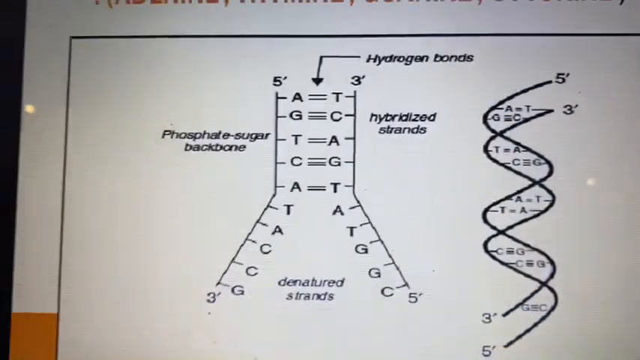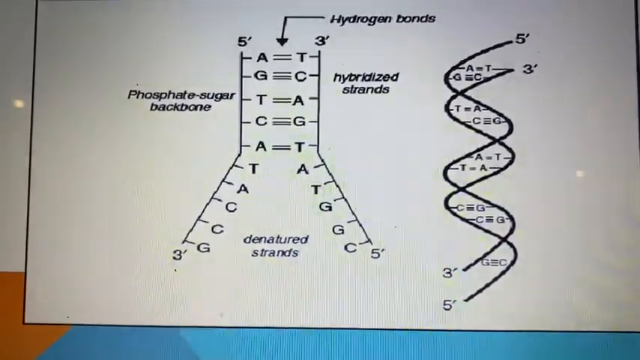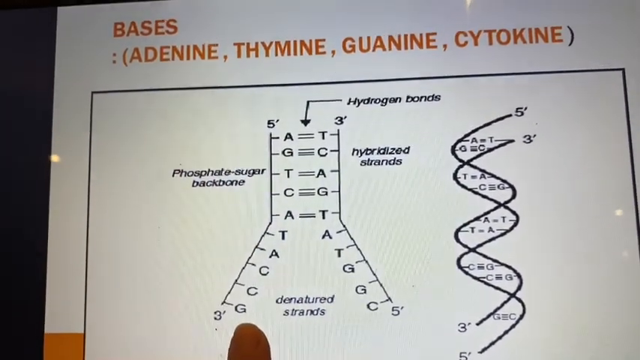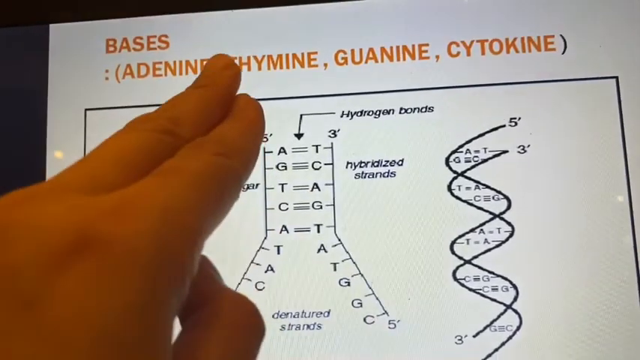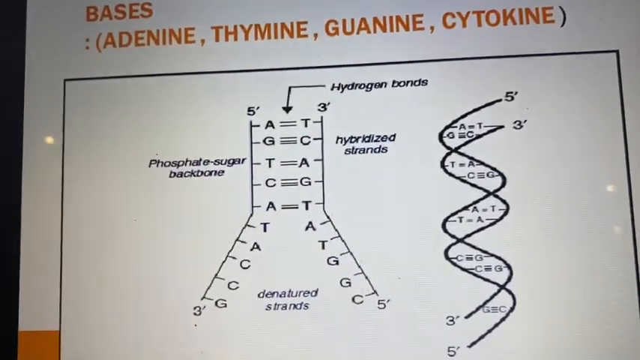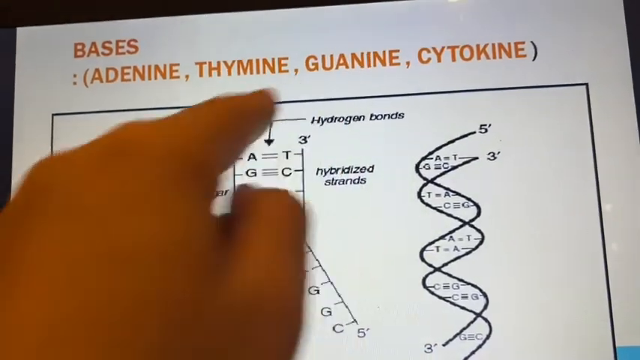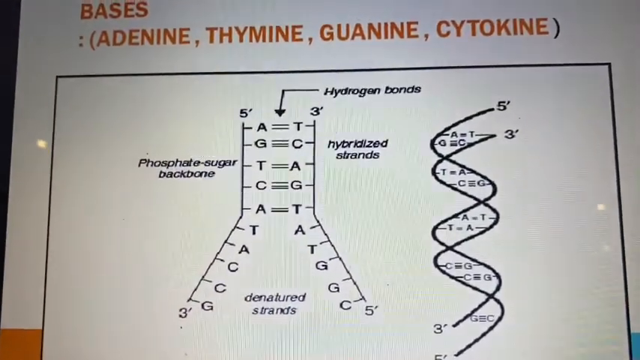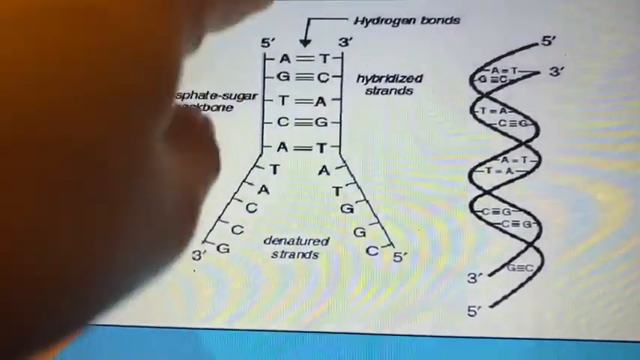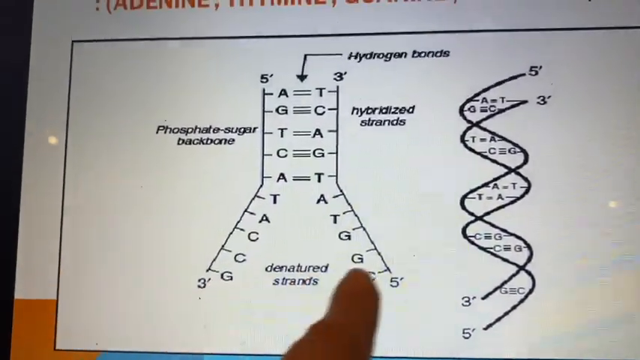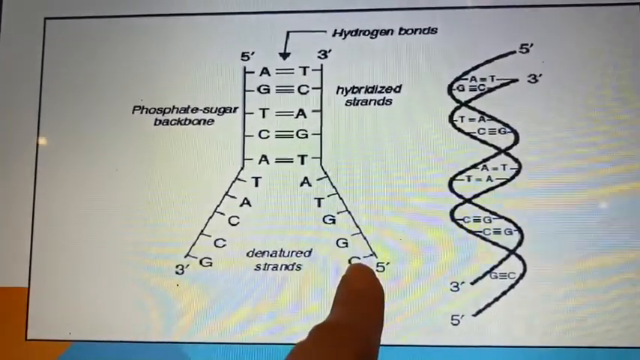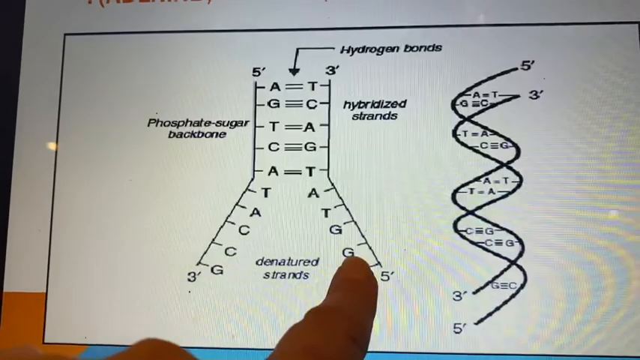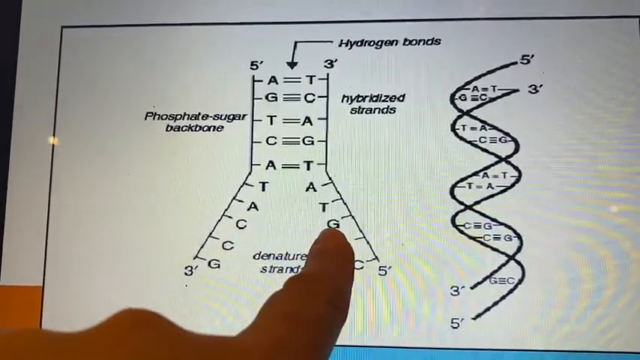Okay, now scientists, when they analyzed the DNA, they found out that adenine in one strand is always connected with thymine in the other strand, and guanine in one strand will always connect to cytosine in the other strand. For example, G in this strand should be connected to C, guanine with cytosine. Okay, now C will be connected to G. Okay, C, G, cytosine with guanine.